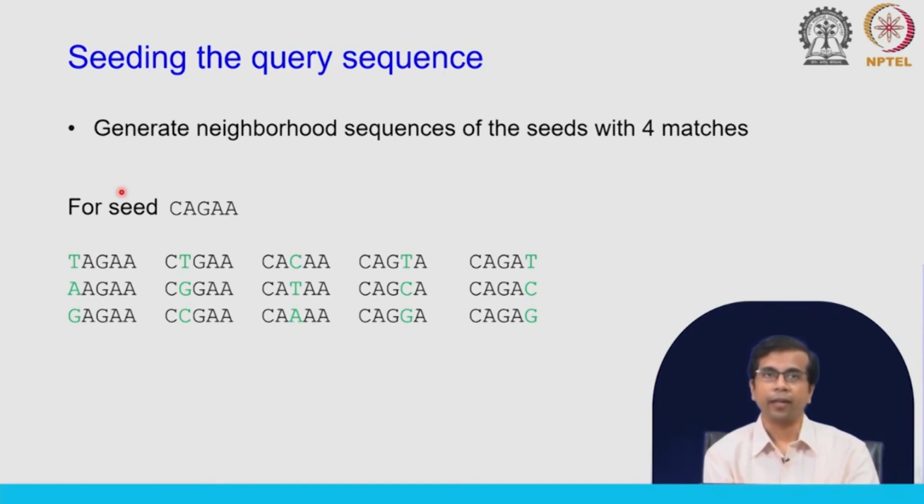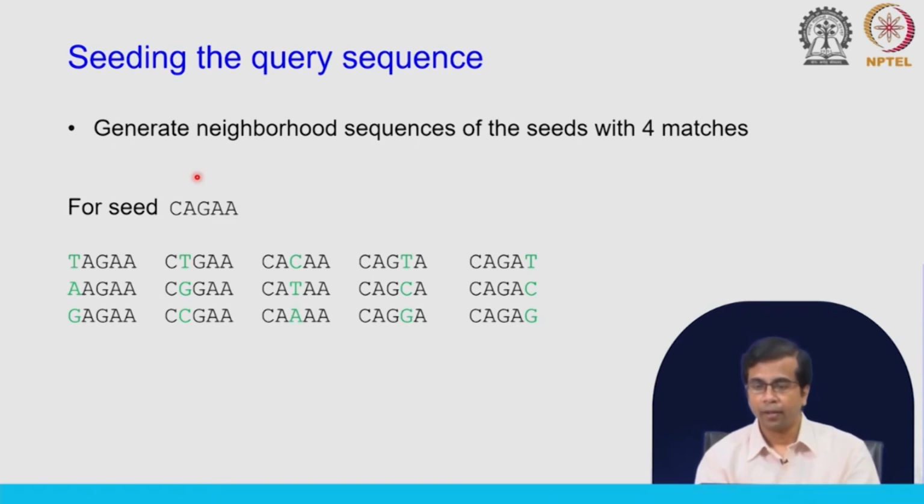So, we take one seed, and what are these neighborhood sequences? Neighborhood sequences of the seeds with 4 matches. Again, we can specify whether we want 4 matches or 3 matches, depending on the sequencing error that we want to accommodate in our analysis. So, for seed CAGA, we look at the neighboring sequences with 4 matches, meaning 4 bases will be identical to the seed and only one base can vary. Here are all the neighbors of this seed. What it means is that we are accounting for sequencing error at different locations of the seed.